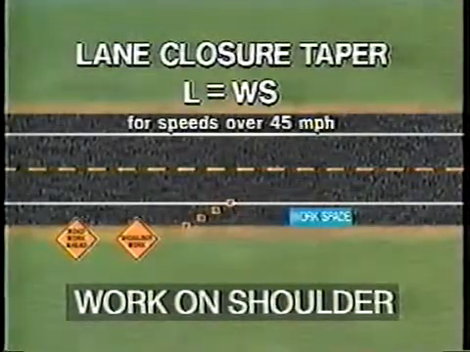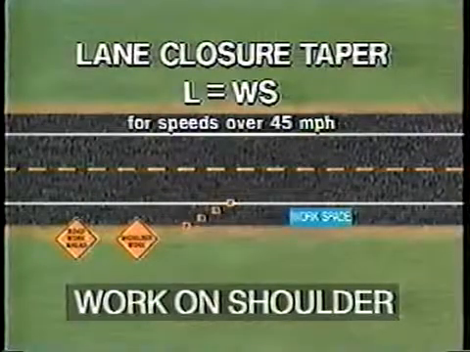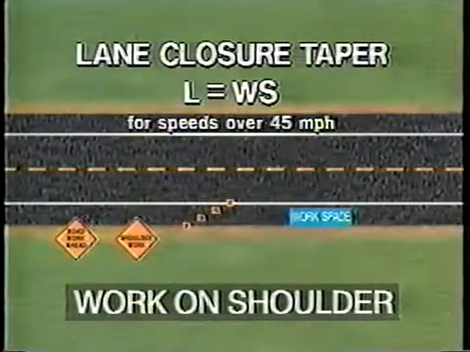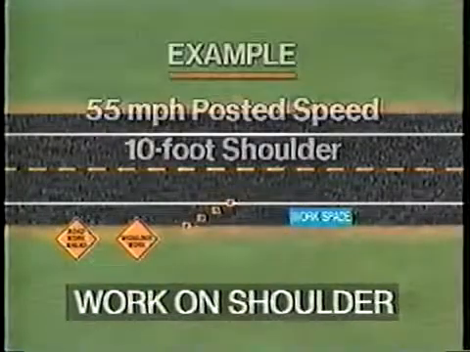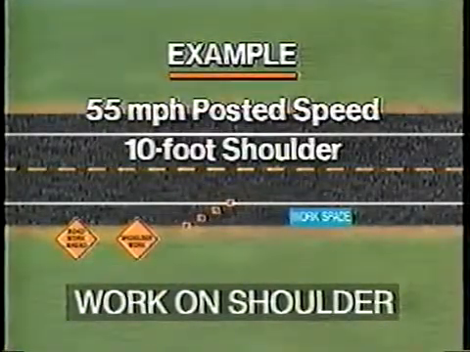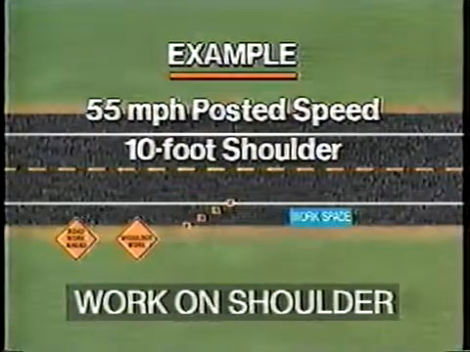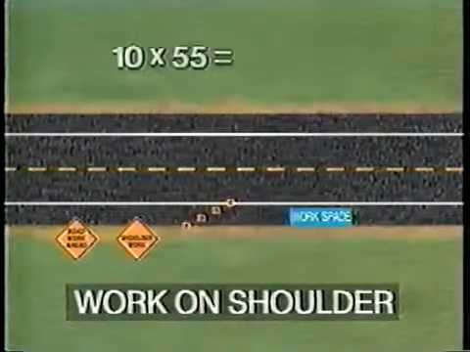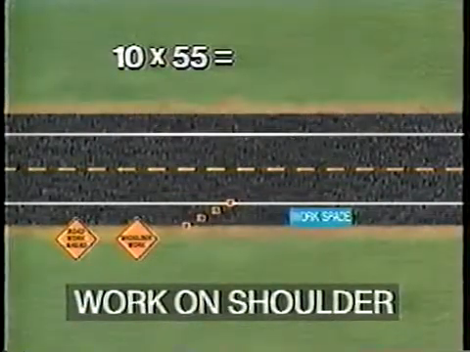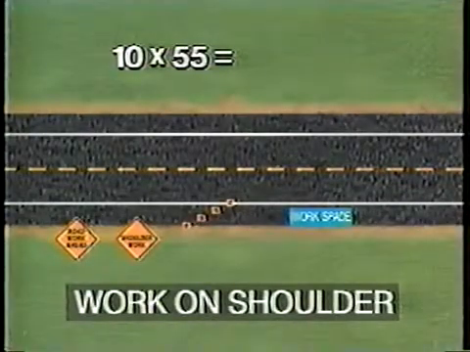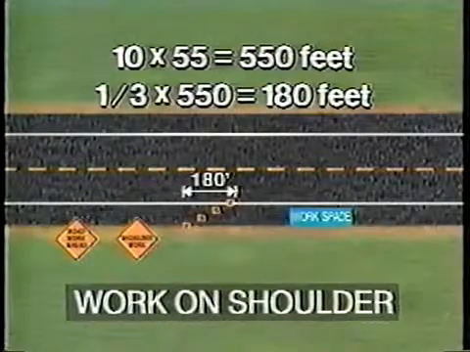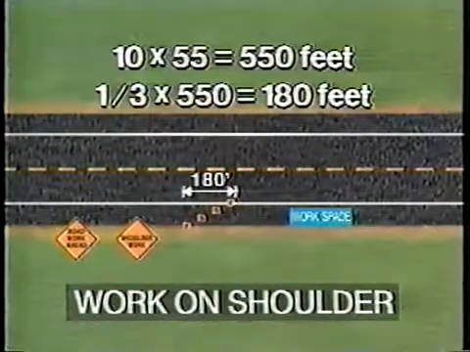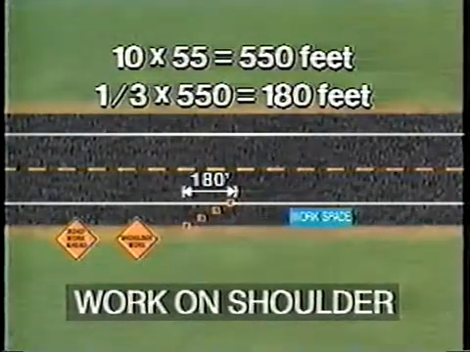Remember that the lane closure taper length is the product of the lane width and posted speed limit for speeds over 45 miles per hour. Let's assume a 55 mile per hour posted speed and a 10-foot shoulder. The lane closure taper would be 10 times 55 or 550 feet. The shoulder closure taper is therefore 1/3 of this, or approximately 180 feet.